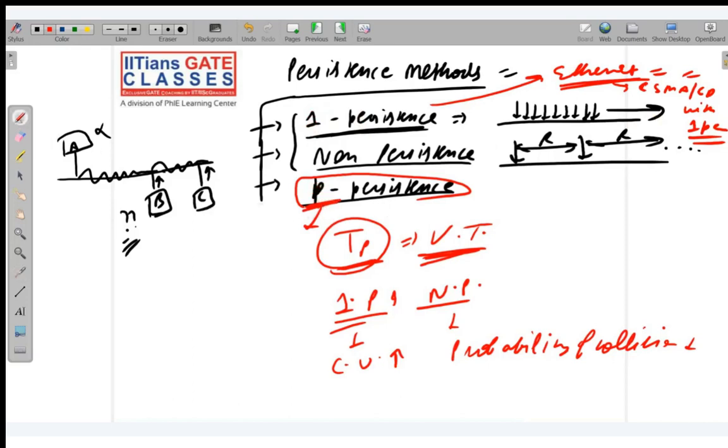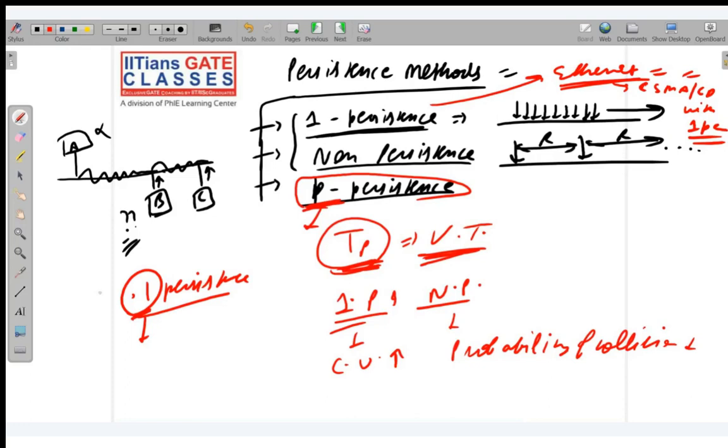P can be, for example, 0.1 persistence. So 0.1 persistence means 1 out of 10 slots: from the 10 slots, it will send data in one of the slots. That is the basic meaning of P persistence. And what is the slot value? TP time. I'm not going into detail, it is a very mathematical thing. I am just giving you the idea.